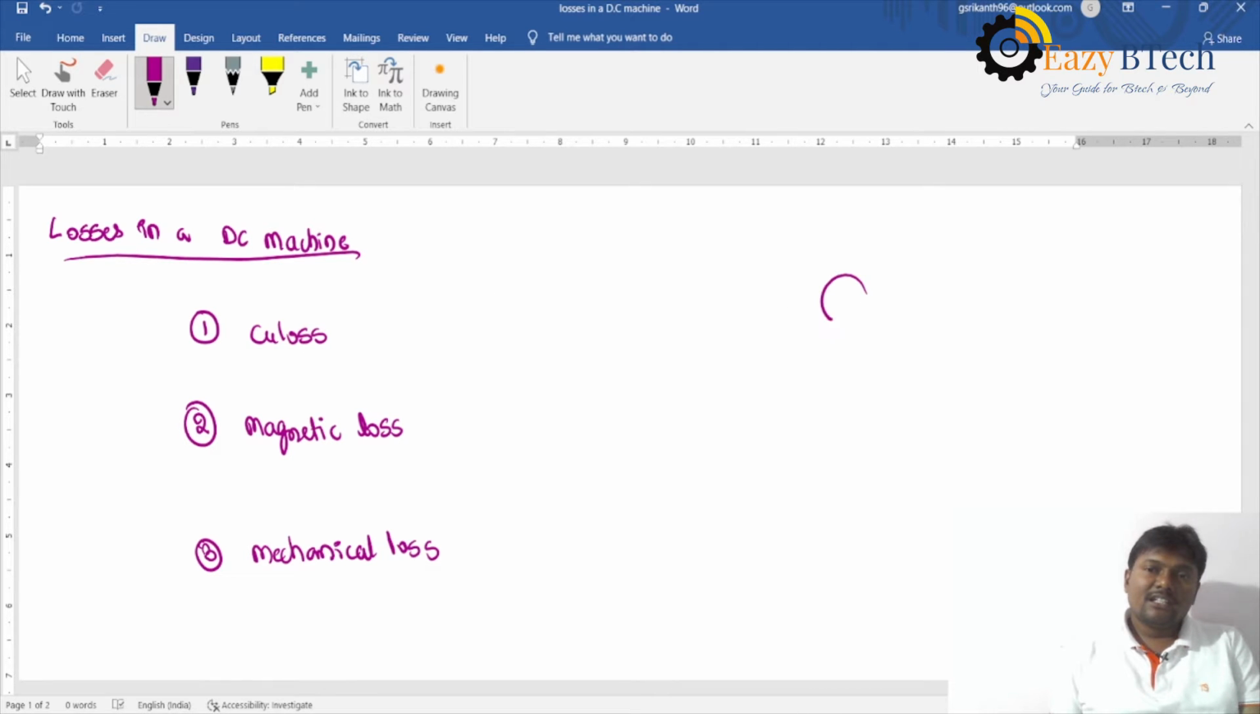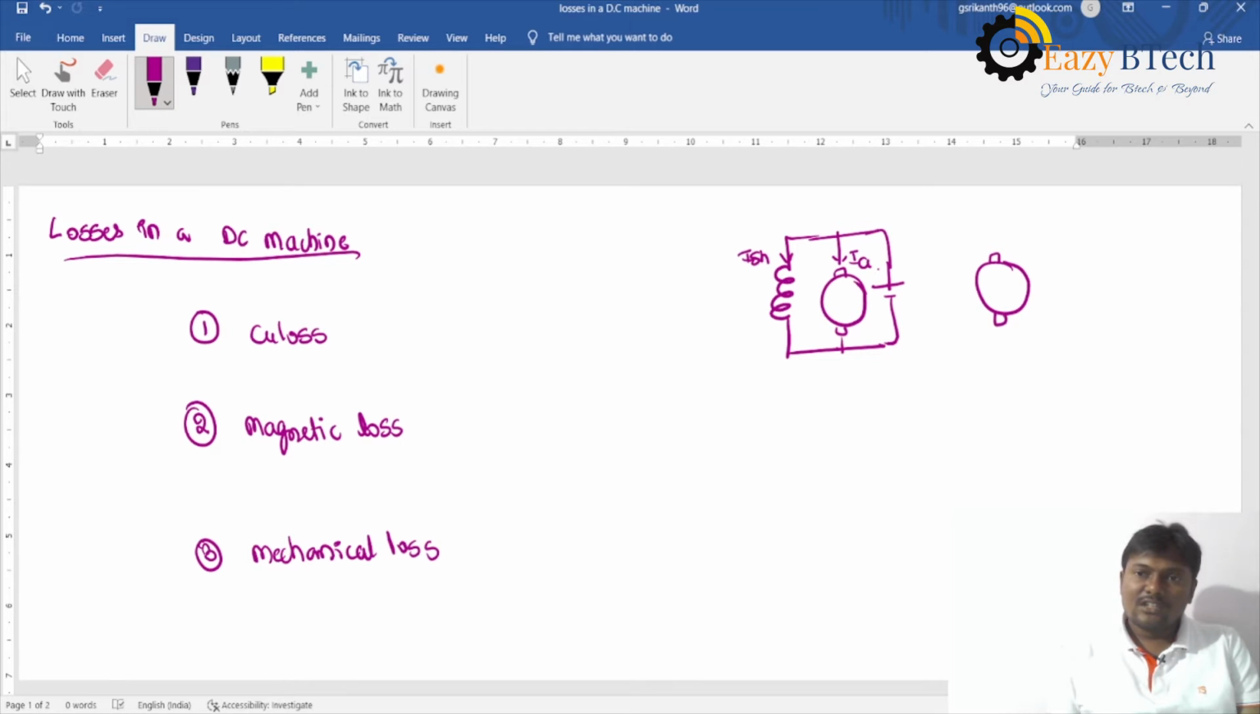If you go for a DC generator, how many windings do we have? One is an armature winding and another one is the shunt field winding. Whether it is a generator or motor, we have two windings. If you go for the DC series motor, the field winding is connected in series with the armature, and the current flowing through it is IA. Here also we have two windings. If it is a generator, the current direction is upwards. If it is a motor, the current direction is downwards.